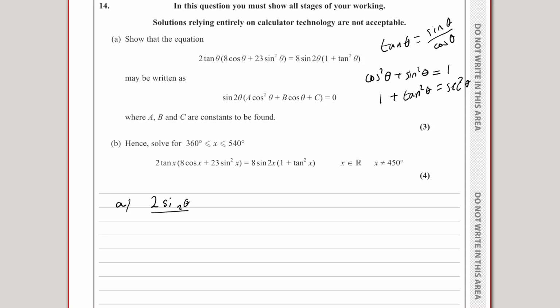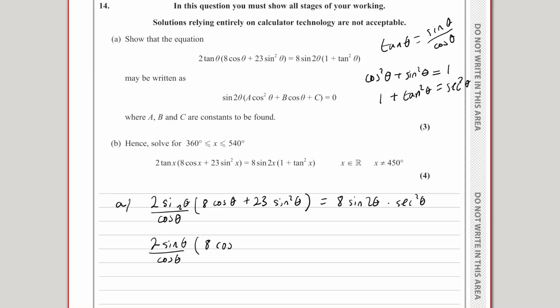So 2 sine theta over cos theta times 8 cos theta plus 23 sine squared theta equals 8 sine 2 theta times sec squared theta. And we can change sec squared theta into 1 over cos squared theta. So 2 sine theta over cos theta times 8 cos theta plus 23, and I think I'm going to change this into 1 minus cos squared theta while we're here, equals 8 sine 2 theta times 1 over cos squared theta.